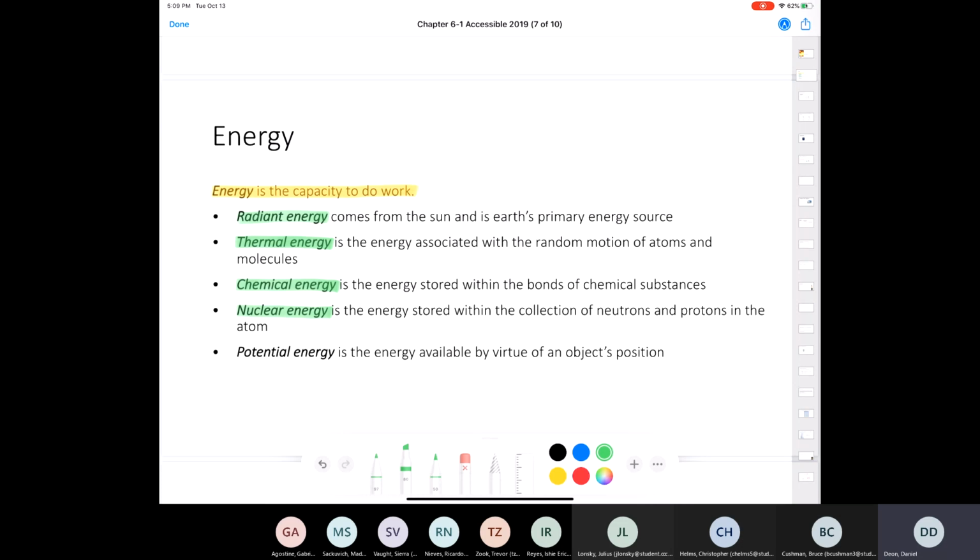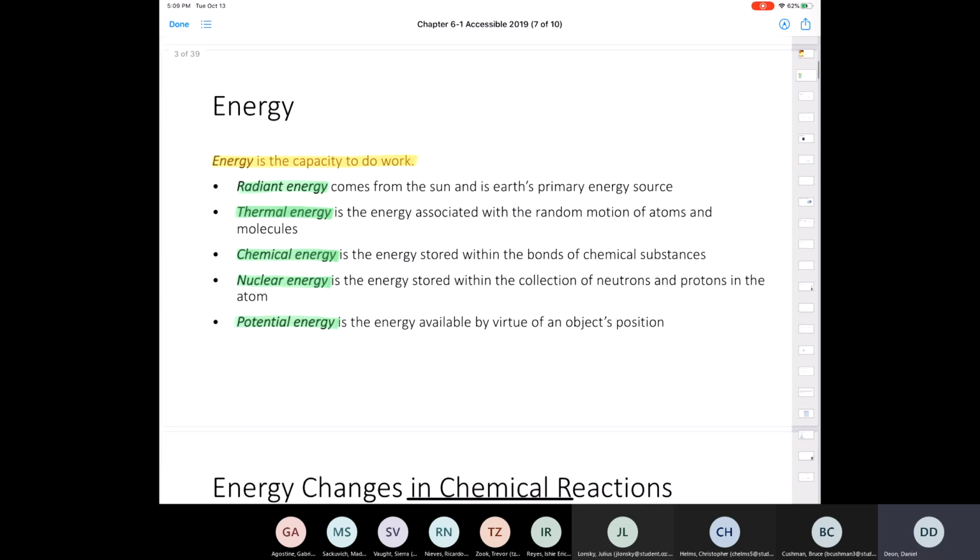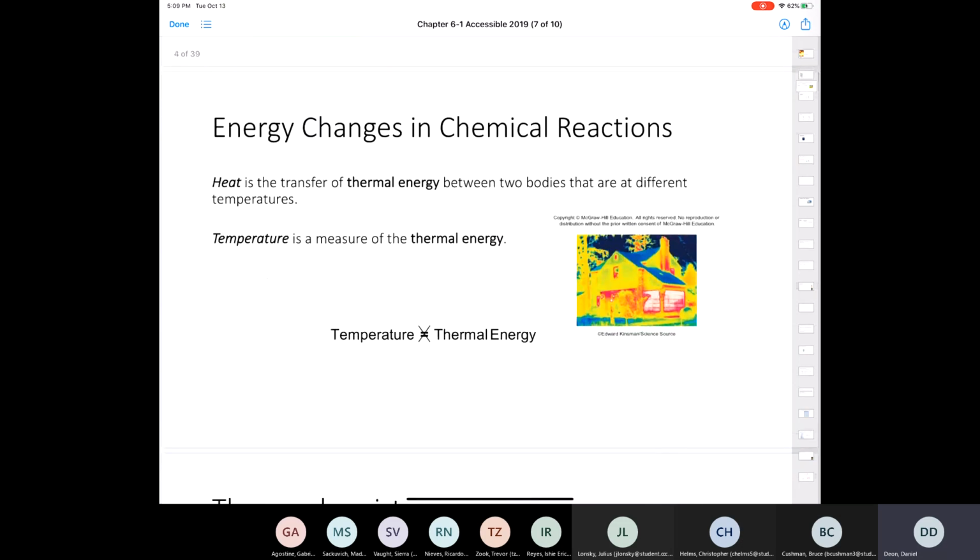And then finally, potential energy. If you've ever studied physics, I'm sure you've discussed potential energy, which is the energy available by virtue of an object's position, by where it is. Okay, so those are some different forms of energy. Now, if we think about energy changes in chemical reactions, we need to discuss heat. And heat is the transfer of thermal energy between two bodies that are at different temperatures. And I want you all to know that when we discuss the flow of heat, heat always flows from hot to cold. It never goes in the reverse direction.